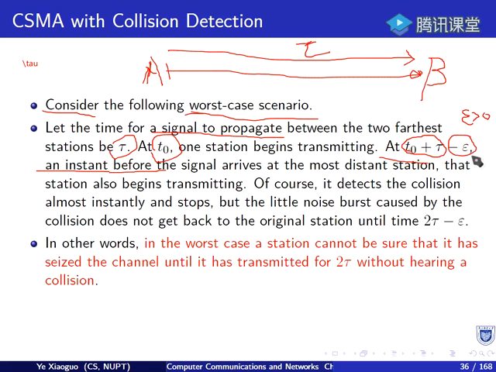But now minus epsilon, that means an instant before the signal arrives at the most distant station, that station also begins transmitting. Since it is before the signal arrives at the most distant station, the signal does not arrive at B at that moment. So the furthest station B senses an idle channel, because the signal does not arrive at B at this moment, right?